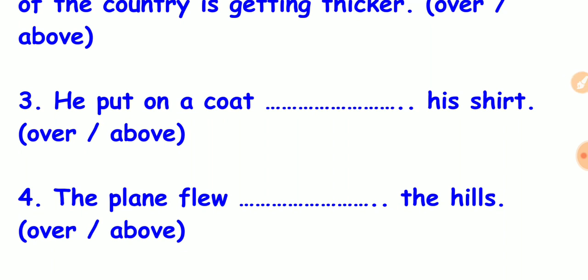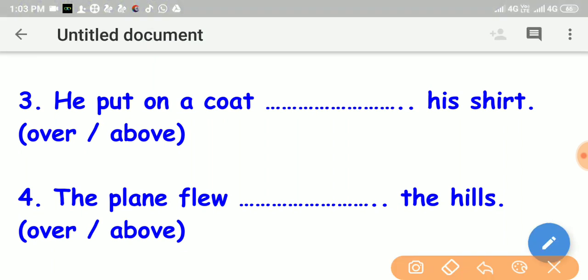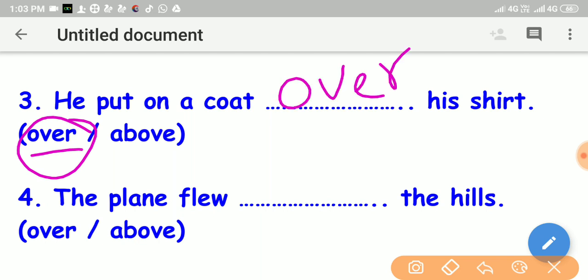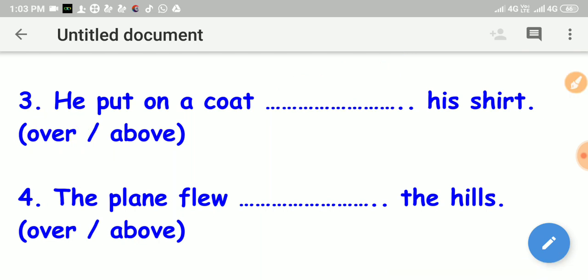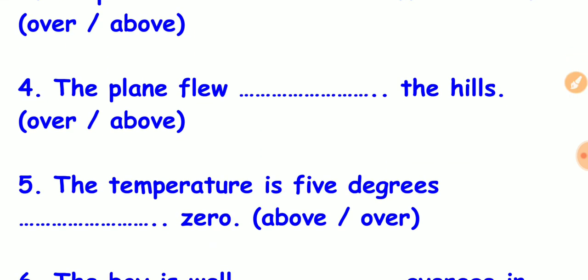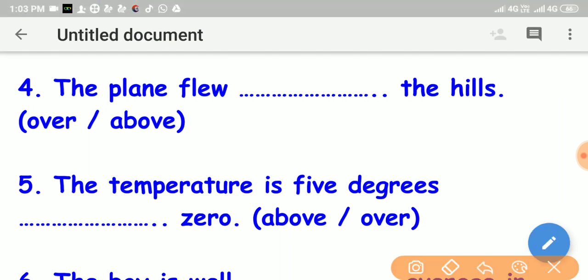Let us go with the third example. He put on a coat dash shirt. Which is the right answer, my dear friends? He put on a coat over his shirt. Over is the correct answer, my dear friends. So let us go with the fourth example. The plane flew over or above the hills. Here over the hills is the correct one because the word flew has movement. That's why over is the most suitable word, my dear friends.